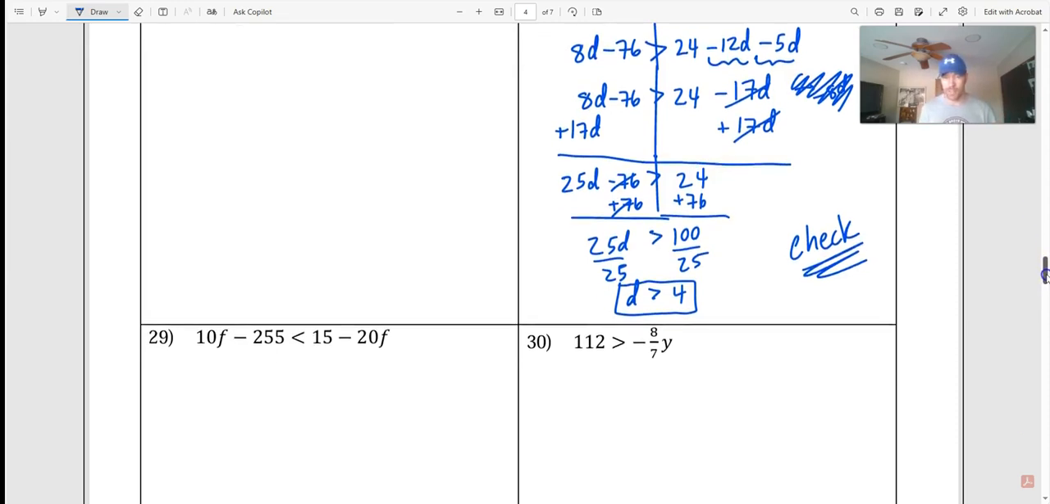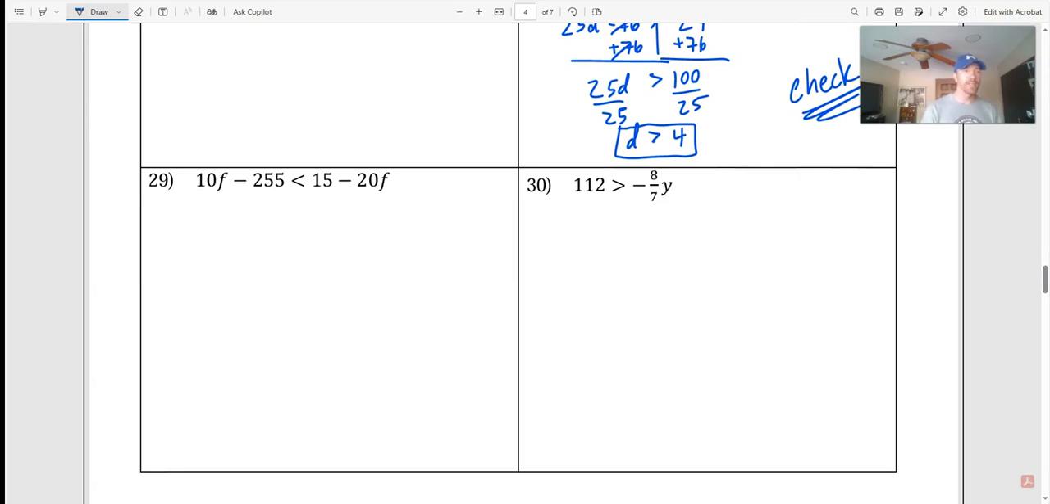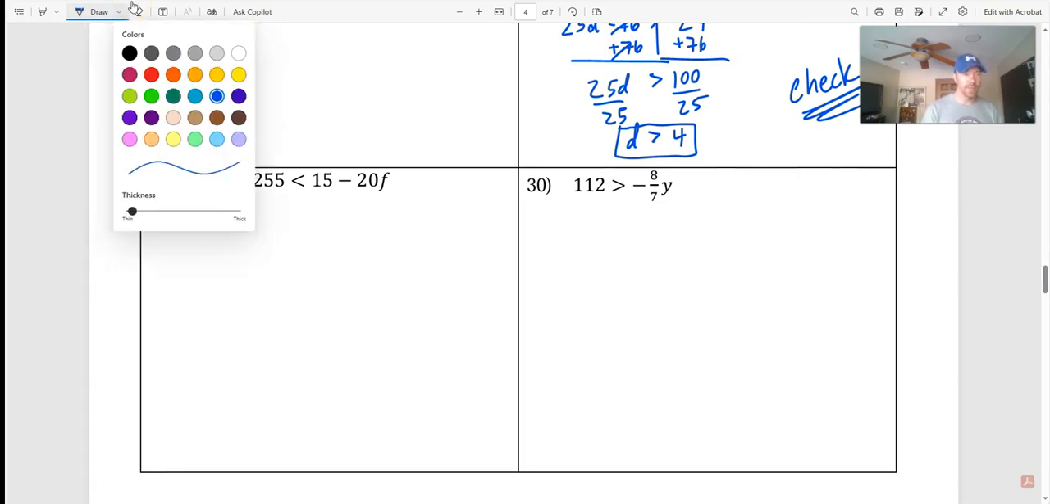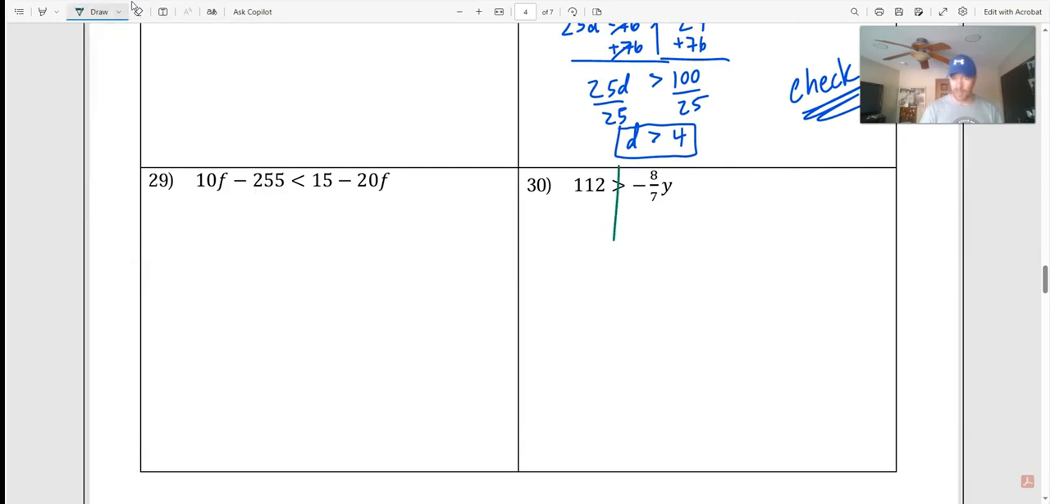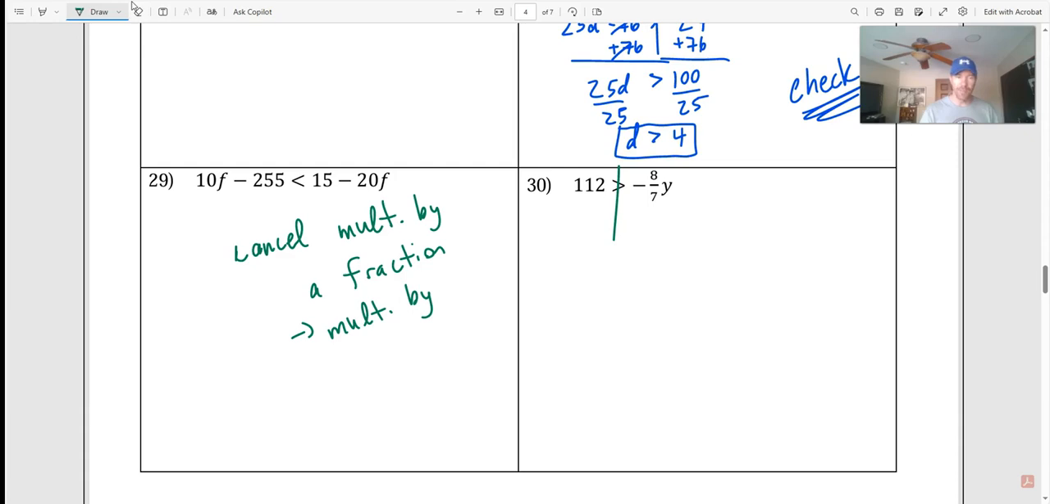All right, last one for this video. All right, this is a good one here. I could talk for a long time on this one, but basically, to cancel multiplication by a fraction, that's what we're doing. Negative 8/7 is being multiplied by y. What you do is you could divide by the fraction, but the shortcut is you multiply by the reciprocal.